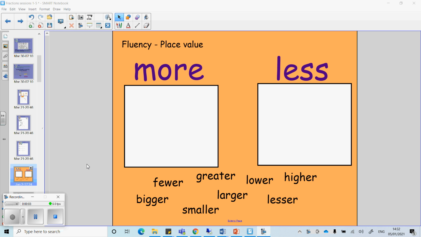Hello, year two. It's maths time. So get your maths hats on and get those brains thinking. We are going to start today with another fluency challenge.